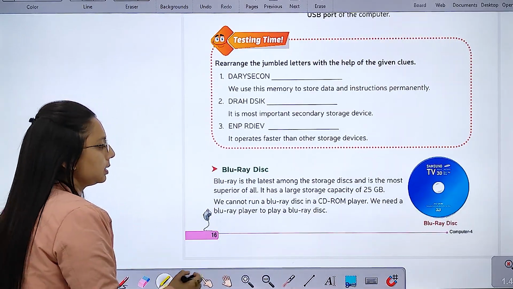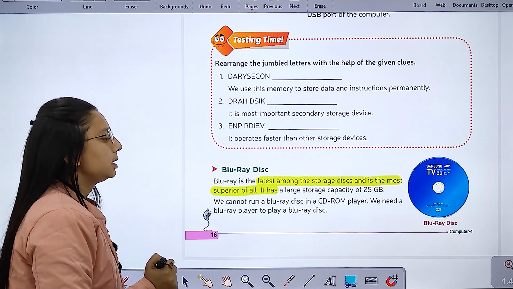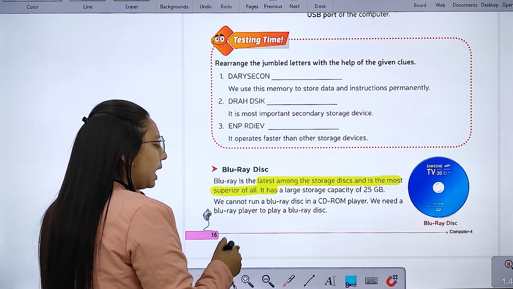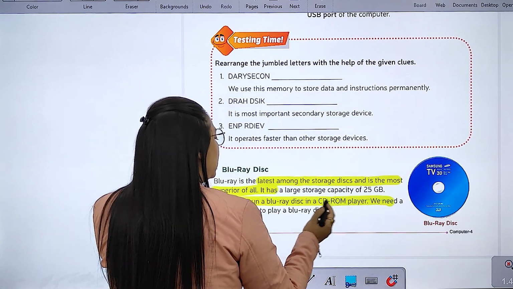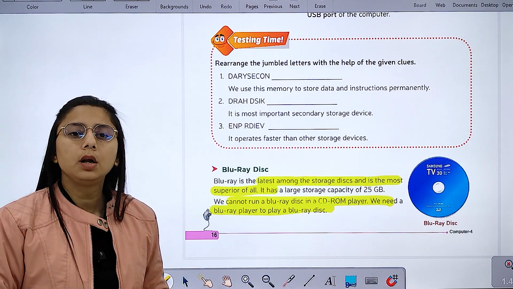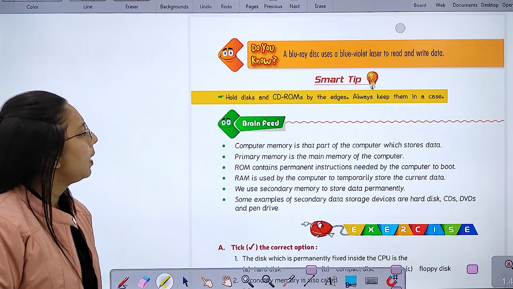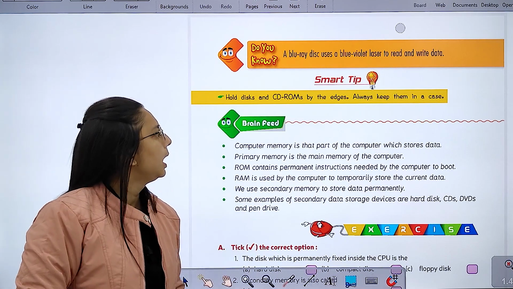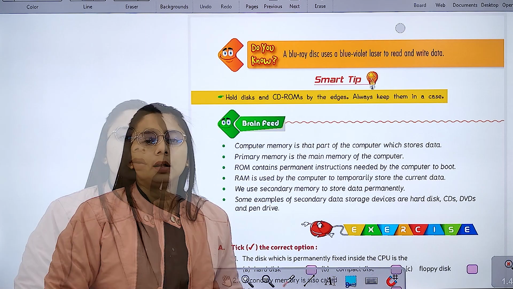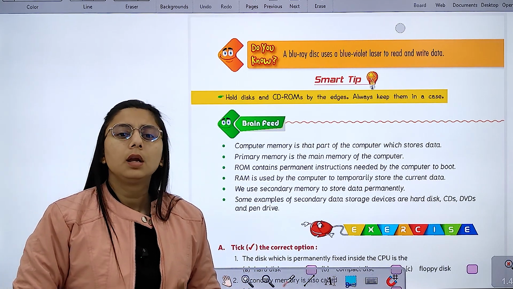Now we have the Blu-ray disc. It is the latest among the storage discs and is superior to all. It has a large storage capacity of 25 GB. We cannot run a Blu-ray disc in a CD-ROM player. You need a Blu-ray player to run it. Hold discs and CD-ROMs by the edges. Always keep them in a case because they get erased very easily.